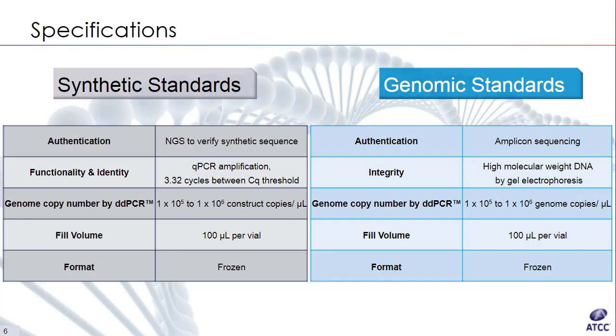Each standard type is filled with 100 microliters at 10^5 to 10^6 copies per microliter, with the specific construct or genome count reported on the certificate of analysis. Both types are shipped frozen with storage recommendations based on the nucleic acid type, either negative 70 degrees Celsius for RNA or negative 20 degrees Celsius for DNA.